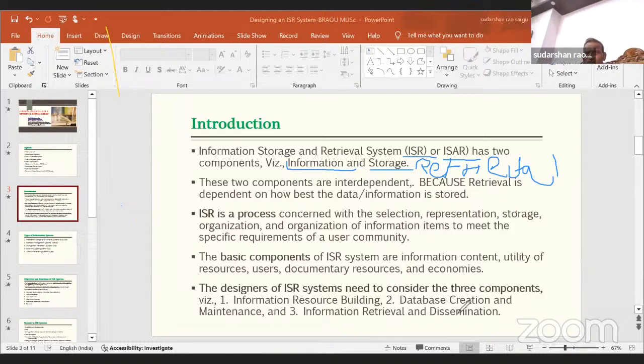Then, of course, information retrieval and dissemination. How to retrieve and disseminate? There are some techniques. And then how to retrieve, how to generate a report on that, how to get your output in what form. Say, I want a bibliography. How many per page? There must be 20 references only. I want to know this much information only. I want an abstract also in that. I want only in this style.